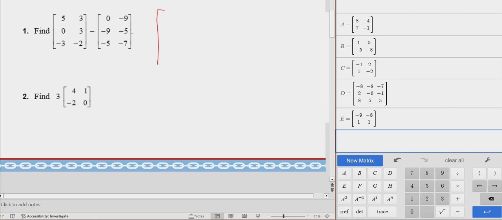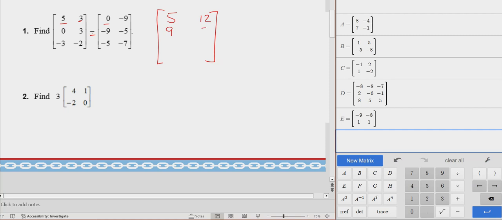Right? When you are adding and subtracting, you just add or subtract corresponding elements, right? So those numbers inside the matrix. So we'll start with 5 minus 0 here. And then 3 minus a negative 9. Trickiest part here is watching out for those double negatives. Right? 0 minus a negative 9 is 9.